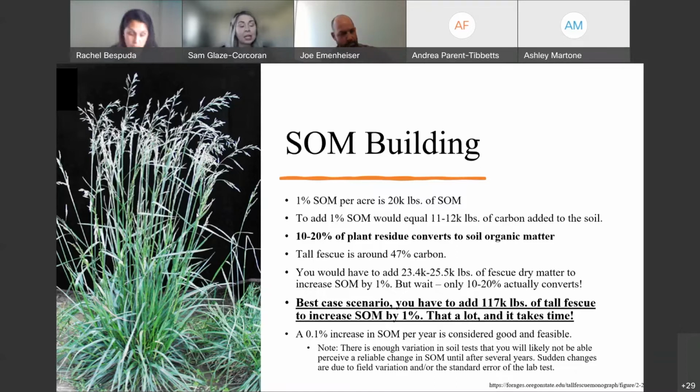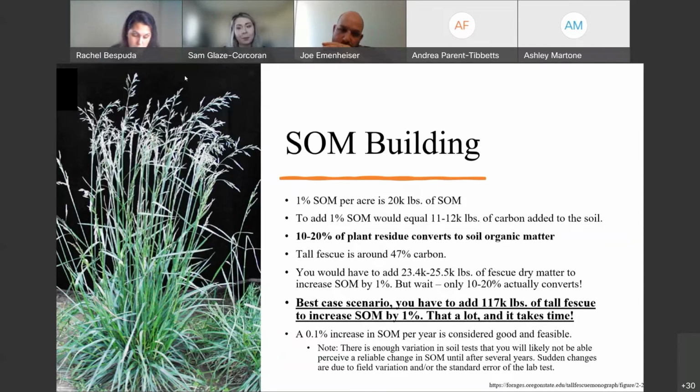your soil. So if you think about something like tall fescue, that is 47% carbon, and you consider that not all residue that you put in actually converts to soil organic matter. It's not like I can put down 1 ton of fescue and all of that carbon converts to soil organic matter. Only 10 to 20% of that residue is actually going to convert into what we classify as soil organic matter. A lot of it is lost back to the atmosphere simply through that breakdown process.